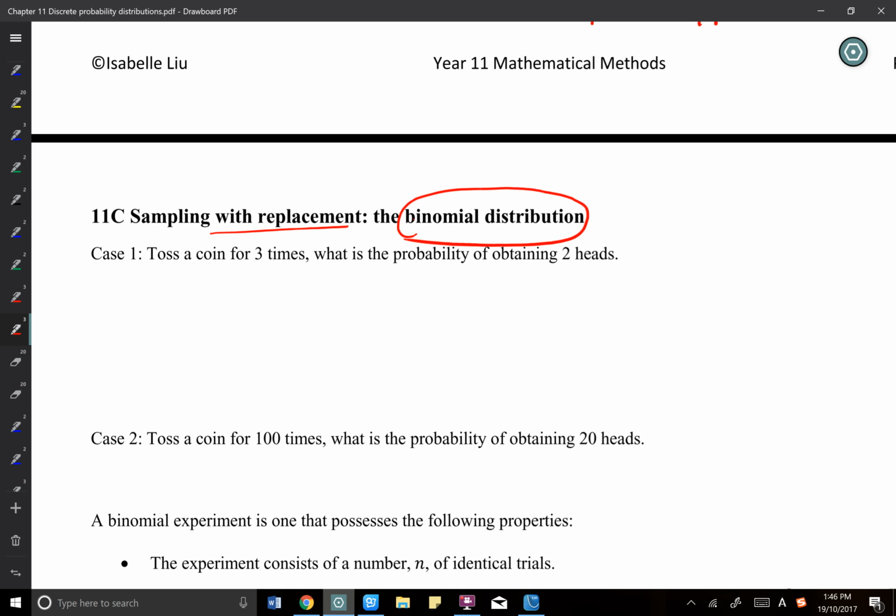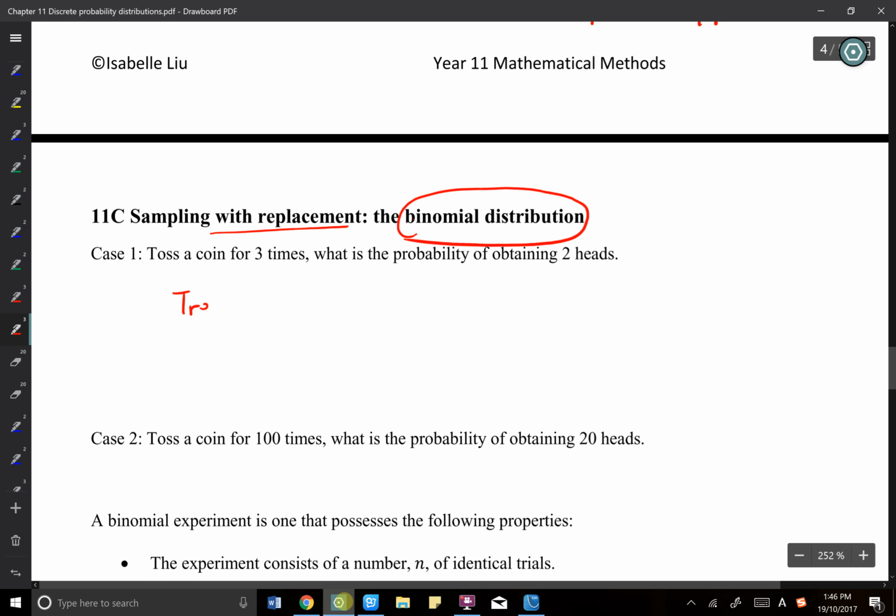It's head, tail, head. Head, head, tail. Or tail, head, head. There are 3 situations. And each of those has a 1/8 probability. So that's another way we can do it. Okay, that's by, let's say, tree diagram, or like listing the outcomes. Okay, listing outcomes. That's the 2 ways we can do it.